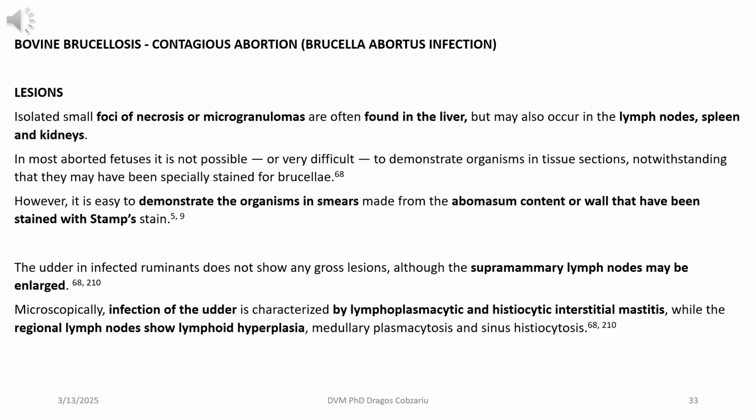However, it is easy to demonstrate the organisms in smears made from the abomasum content or wall that have been stained with Stamp stain. The udder in infected ruminants does not show any gross lesions, although the supramammary lymph nodes may be enlarged. Microscopically, infection of the udder is characterized by lymphoplasmacytic and histiocytic interstitial mastitis, while the regional lymph nodes show lymphoid hyperplasia, medullary plasmacytosis and sinus histiocytosis.